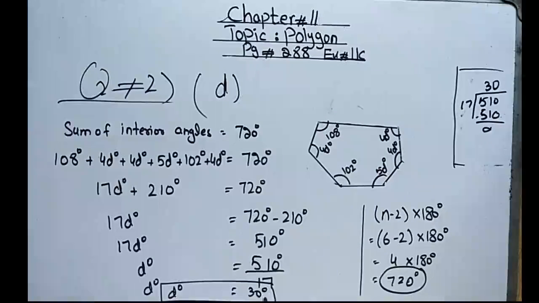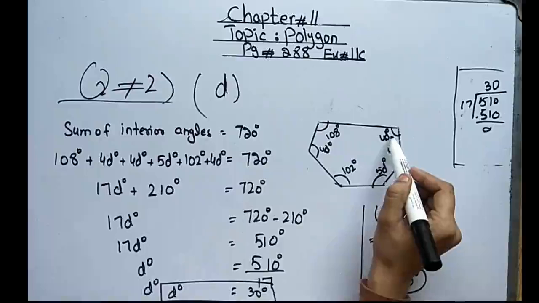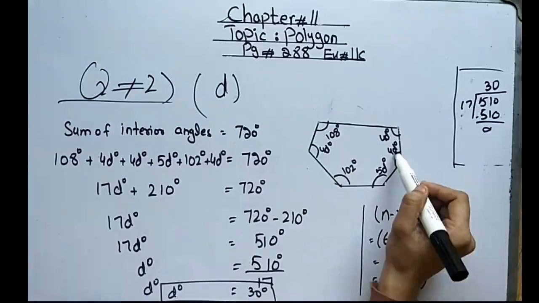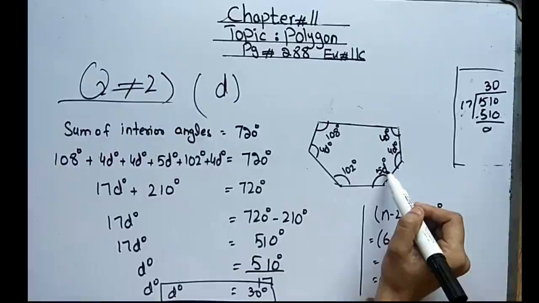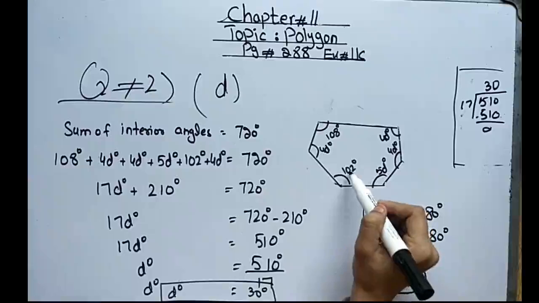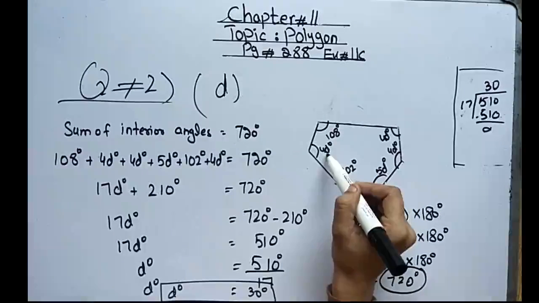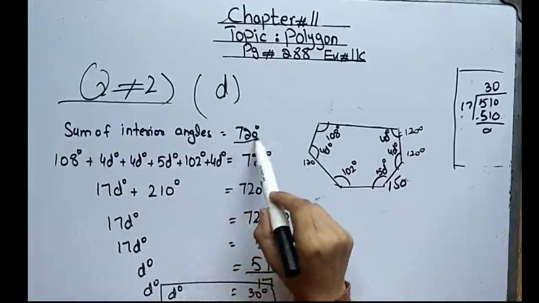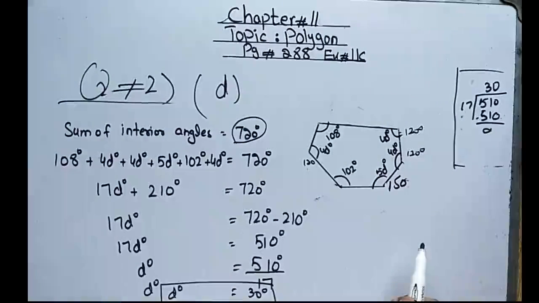Fine. And when you put D as 30 here, this angle will become 120 degrees. And when you put 30 here it will become 150 degrees, and this is 102 and this one is 120 degrees. So you will get 720. Fine. It means your answer is correct.